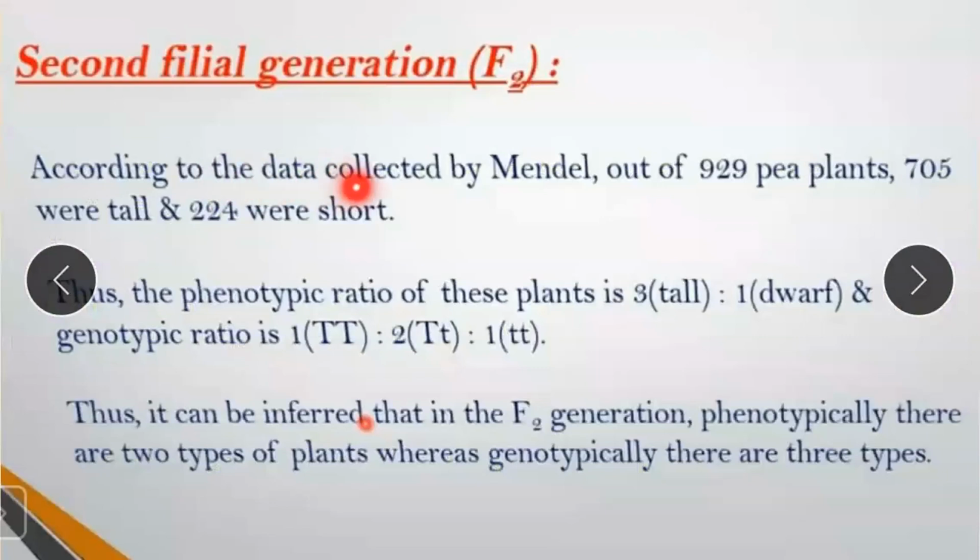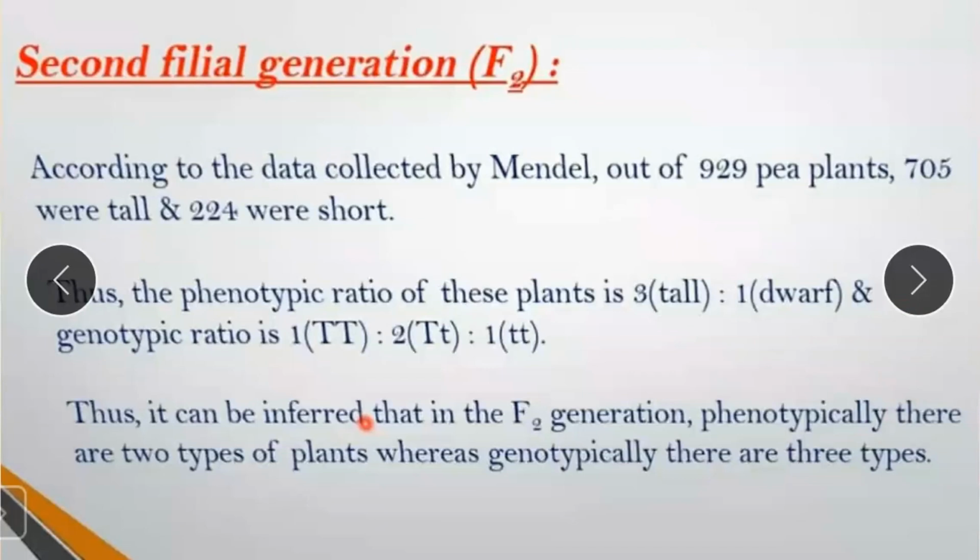Means what? According to the data collected by Mendel, out of 929 plants, 705 plants were tall and 224 were short. Thus, the phenotypic ratio of plants is 3 tall to 1 dwarf, and the genotypic ratio is 1:2:1. Same TT, Tt, tt, what does it mean? Just now I told you, homozygous dominant; one capital T, one small t shows heterozygous; and both small t gametes show homozygous recessive. So thus it can be inferred that in the F2 generation, phenotypically there are two types of plants, whereas genotypically there are three types.